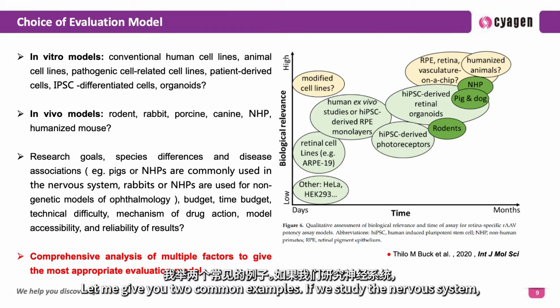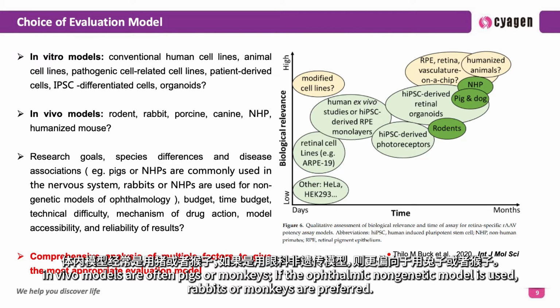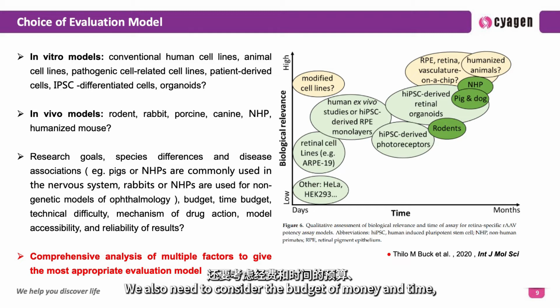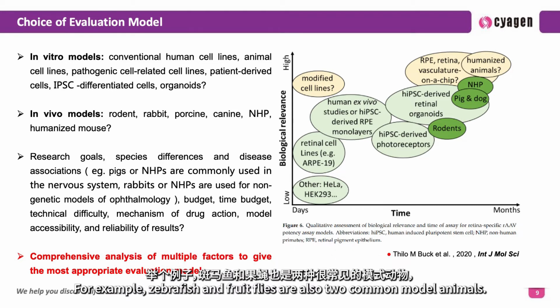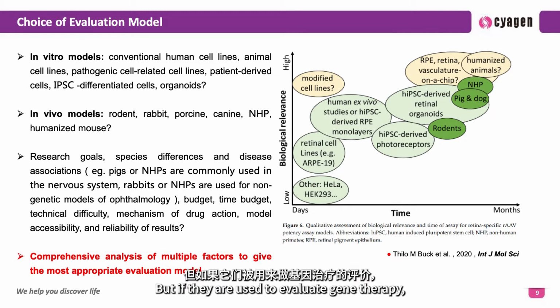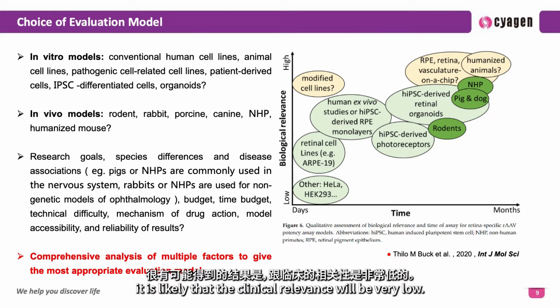Let me give you two common examples. If we study the nervous system, in vivo models are often pigs or monkeys. If the ophthalmic non-genetic model is used, rabbits or monkeys are preferred. We also need to consider the budget of money and time, the technical difficulty, the mechanism of drug action, the accessibility of models, and the reliability of results. For example, zebrafish and fruit flies are also two common model animals. But if they are used to evaluate gene therapy, it is likely that the clinical relevance will be very low.